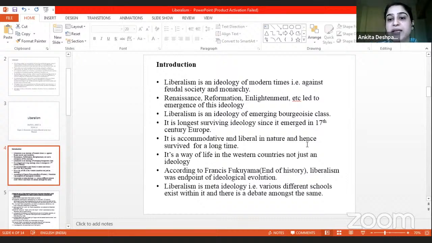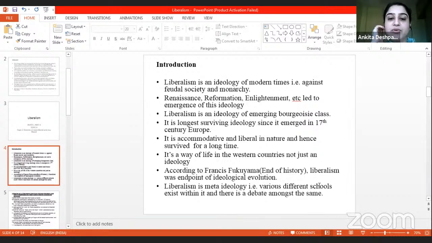It has been there since the 17th century till even the 21st century. You still see liberalism. So basically, Francis Fukuyama said that the end point of ideological evolution was liberalism, because liberalism won. The Soviet Union, the leader of the communist bloc, disintegrated. So only one ideology remains, that is liberalism. So it is an end of ideological debate.